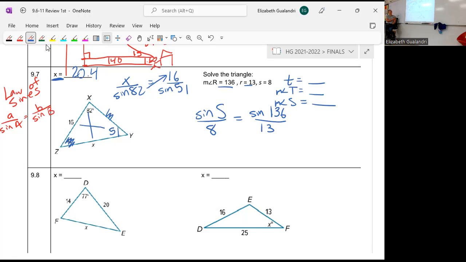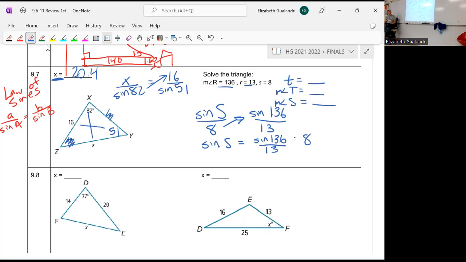Okay, so I can solve this. Again, I like to put my variable on the top left, so that's why I switched up my sine ratio in this case and did it with this one. Then I can multiply by the 8, so I end up with sine of S equal to whatever you would get out of this. I put it in my calculator: sine of 136 over 13 times 8 is what I did there.